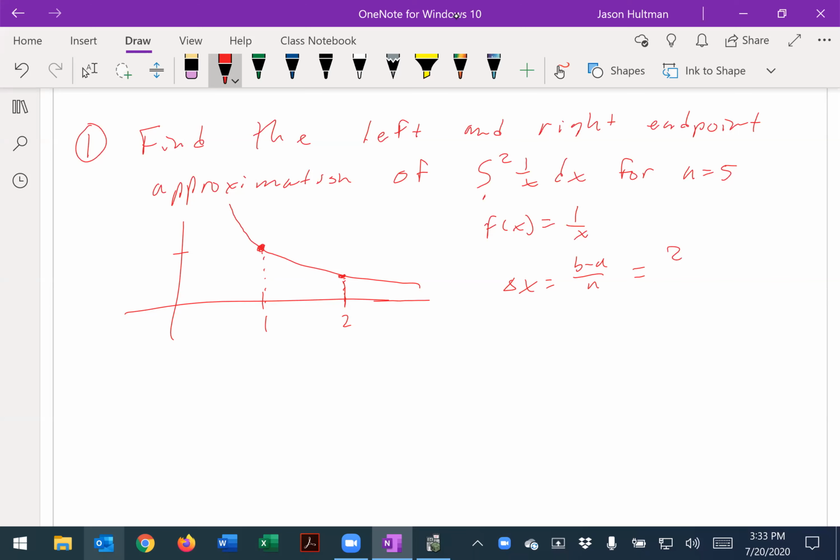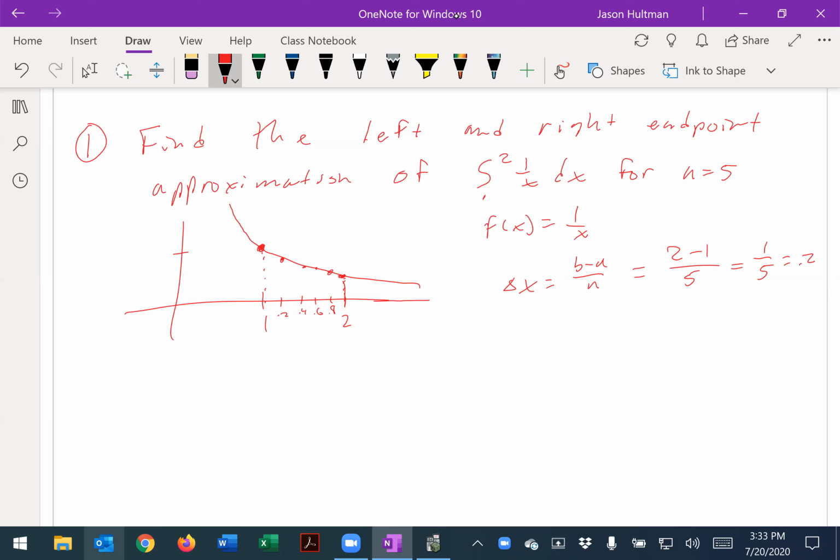So this is going to be 2 minus 1 over 5, which is delta x, which is 1/5, which is 0.2. So 2, 4, 6, 8, the fifths, right? 0.2, 0.4, 0.6, 0.8. So this is going to be 1.2, 1.4, 1.6, 1.8, and then 2. And that's what I'm going to use for my rectangles. I want to find a right approximation and a left approximation.